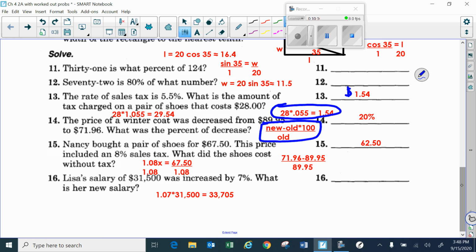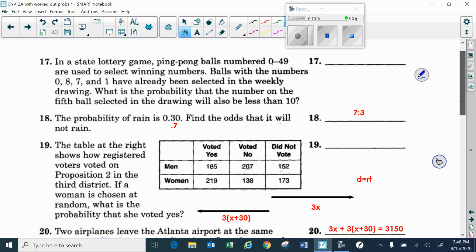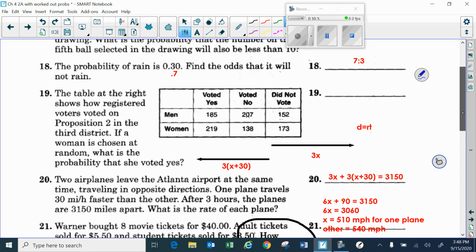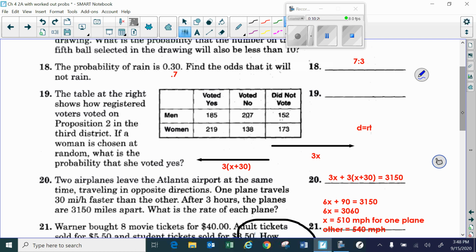All right, let's go to the next page here. The probability of rain is 0.3 or 30%. So the probability of it not being rain, not, is 70%, 0.7 or 0.70, same thing. Find the odds that it will not rain.